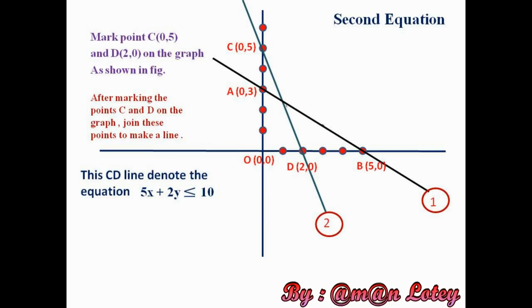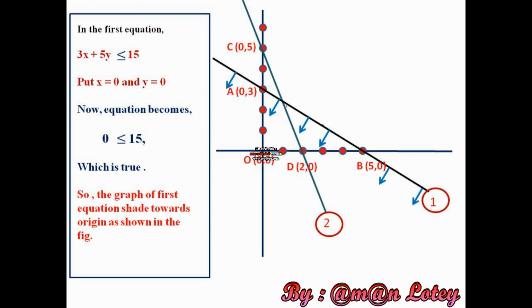Similarly, we have to draw the points of the second equation on the graph. In the second equation, we get 2 points C and D. Mark the points C (0, 5) and D (2, 0) on the graph as shown in the figure. After marking the points C and D on the graph, join these points so as to make a line. This CD line denotes the equation 5x plus 2y is less than or equal to 10.